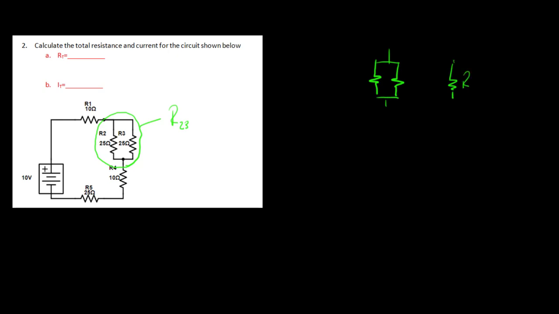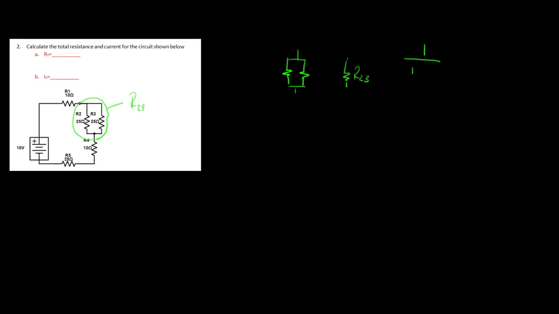And that's R2,3. So the formula to do that again is 1 over R2, which is 25 ohms, plus 1 over R3, which is 25 ohms. So I've made this math pretty easy just to make it simple for you. That's going to equal 1 over 2 over 25, which is going to equal 25 divided by 2. That's going to equal 12.5 ohms.